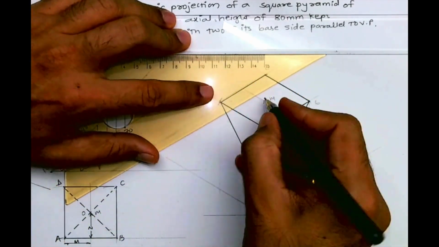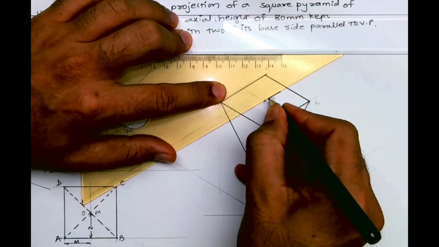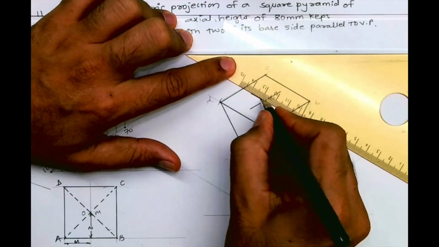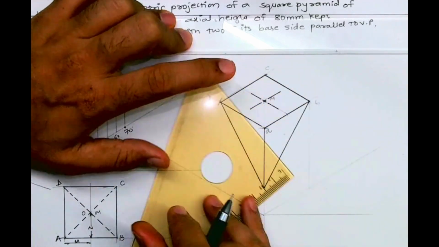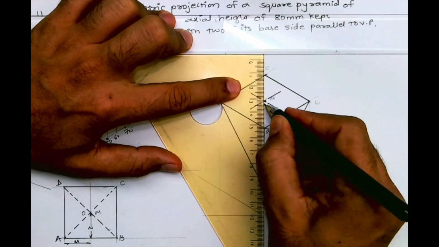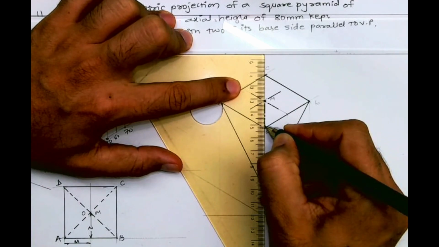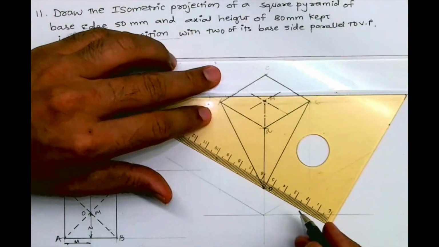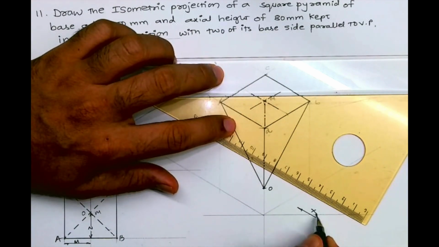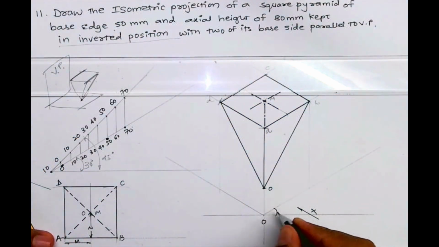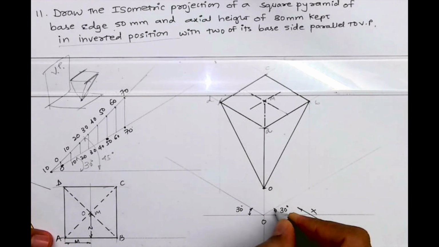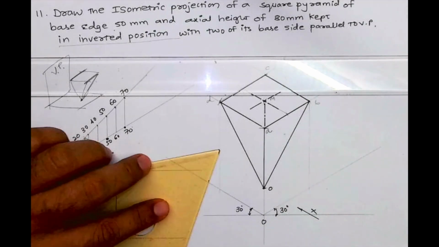Then we need to draw the axis. After this, this is O, we'll show the direction of viewing. We'll write origin and 30 degree. We can do dimensioning, and then we need to write isometric projection.